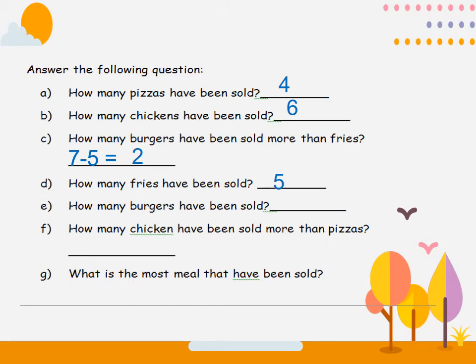How many fries have been sold? 5. Yes. How many burgers have been sold? 7. And how many chickens have been sold more than pizza? 6 minus 4. Excellent. Equals 2. What is the most sold meal? The greatest number of which meal? The burgers. Excellent, primary 2.